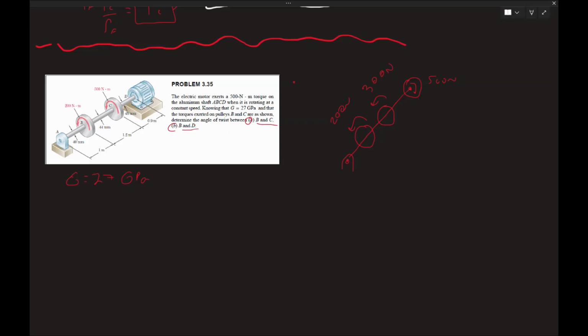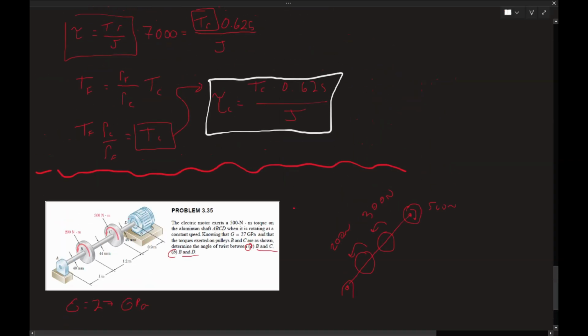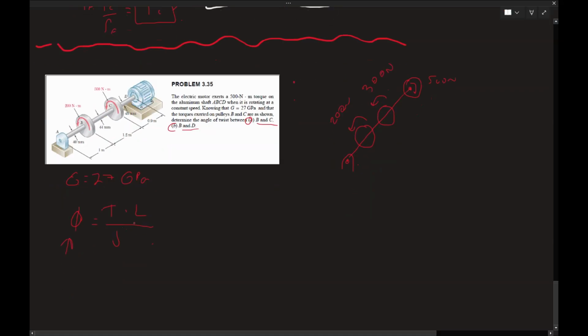So here's the funny thing. The angle of twist equation is equal to T, which is the torque, times the length that you're looking at, over J times G, just G. So really, it's like the angle between B and C. It's just between B, this guy, and C, this guy. It gives us the distance right here.